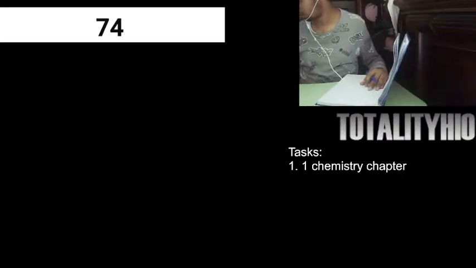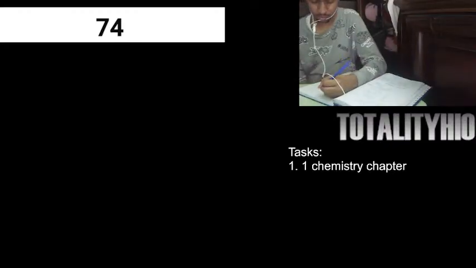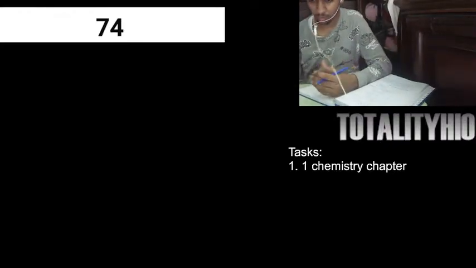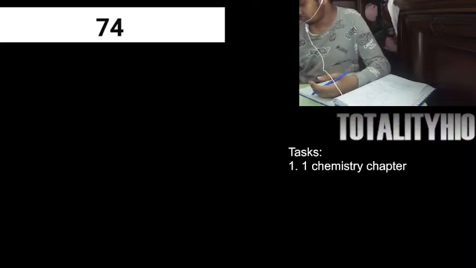Now, homogeneous and heterogeneous equilibrium. Homogeneous equilibrium: all the reactants and products are in the same phase when they are in the equilibrium state, and the same thing goes for heterogeneous equilibrium.